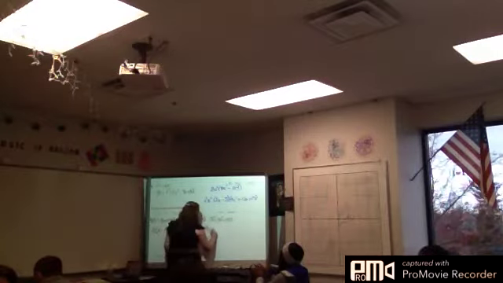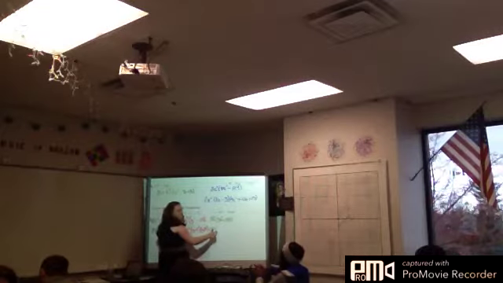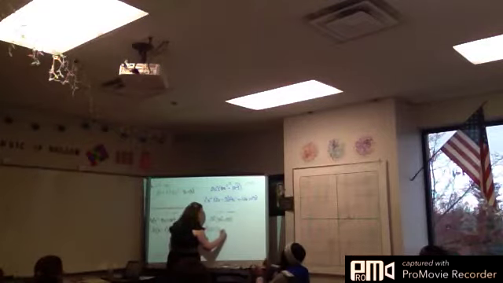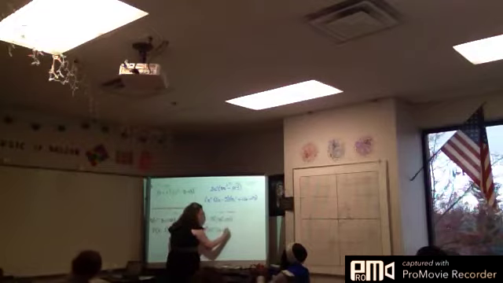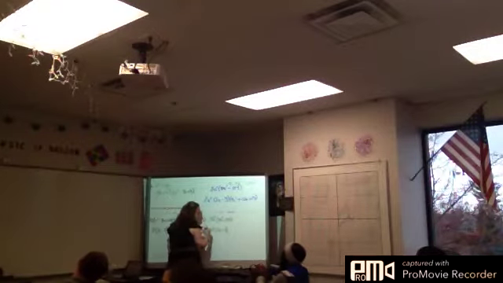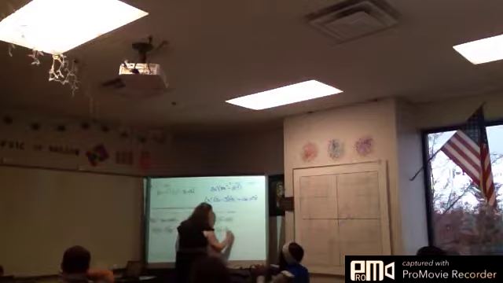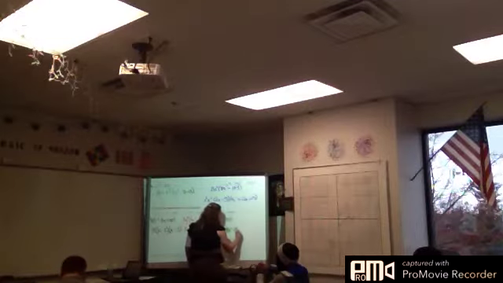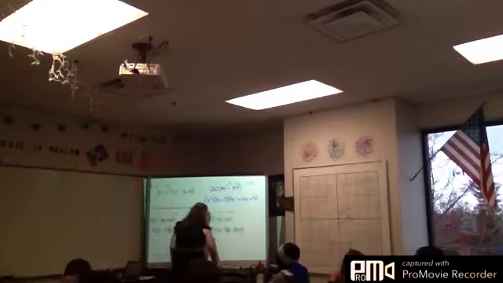So I have 2b squared. What goes here? 2b. Plus what? 7. And then what goes here? 4b squared, minus 14b, plus 49.